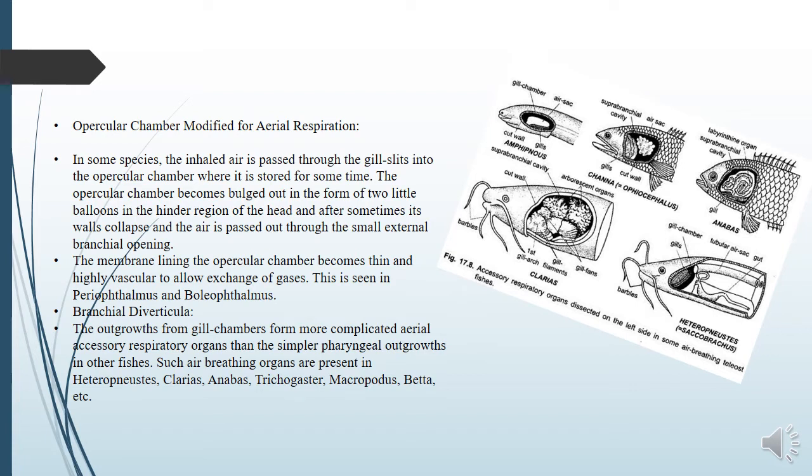The opercular chamber becomes bulged out in the shape of two little balloons in the hidden region of the head, and after some time their wall collapses and the air is passed out through the small external branchial opening. The membrane lining the opercular chamber becomes thin and highly vascular to allow exchange of respiratory gases.